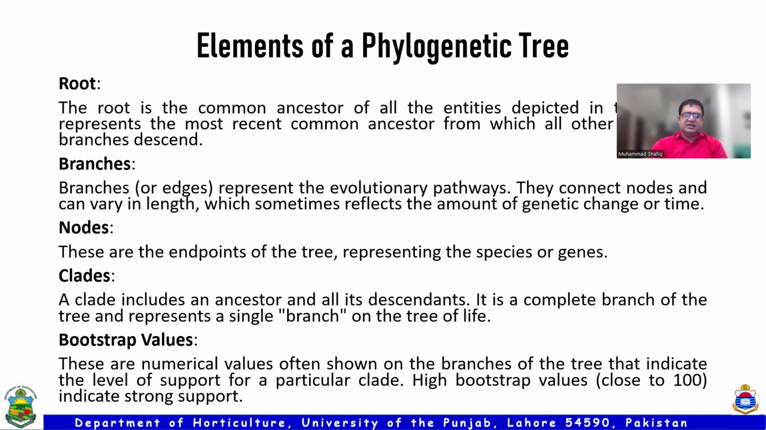And what are the elements of a phylogenetic tree? There are roots, branches, nodes, clades, and bootstrap values. The bootstrap value shows the support for a particular branch of the tree, that is, the level of support for a particular clade. So, a high bootstrap value indicates strong support.